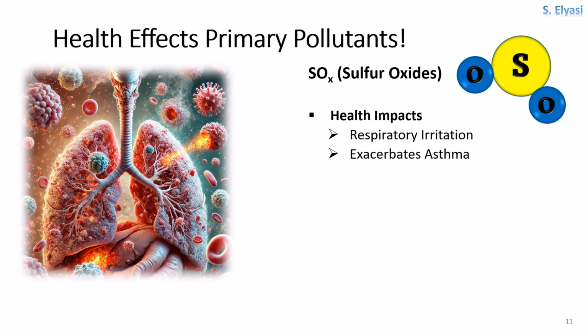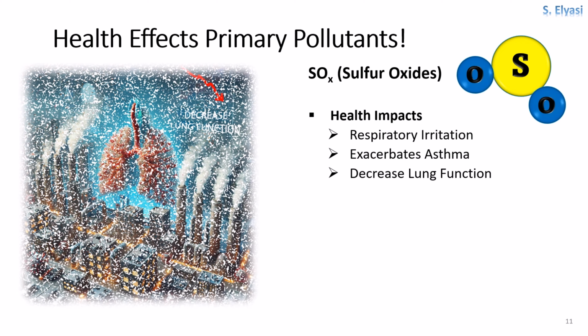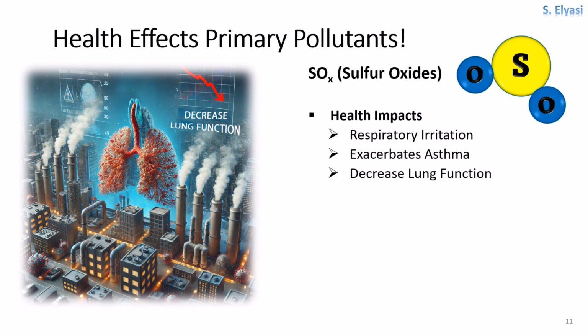Exacerbation of asthma and chronic lung diseases. Exposure to sulfur oxides significantly aggravates asthma and other chronic lung conditions such as chronic obstructive pulmonary disease, COPD, and bronchitis. It can increase the frequency and severity of asthma attacks. Decreased lung function. SO2 exposure can lead to reductions in lung function, making it difficult for the lungs to work efficiently. This effect is particularly harmful to children and the elderly.